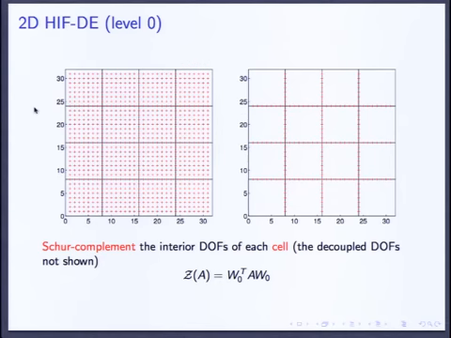In the first level, it's exactly the zeroth level. It's level zero. It's exactly the same. We start from these cells. We eliminate the interior degrees of freedom. Okay. And we get the rest of the degrees of freedom living on these interfaces.